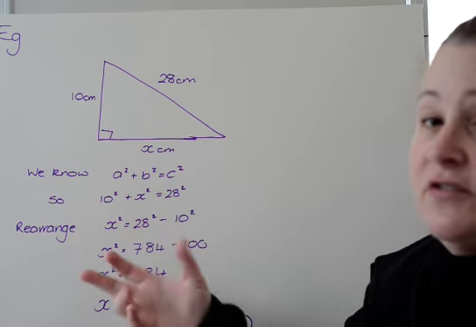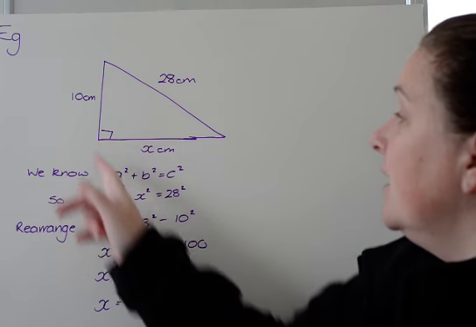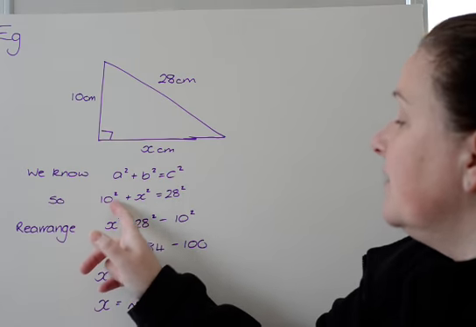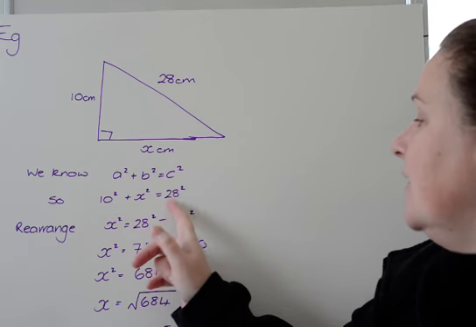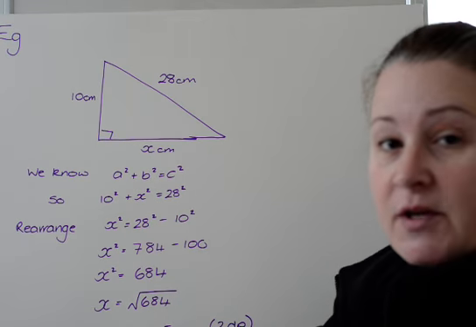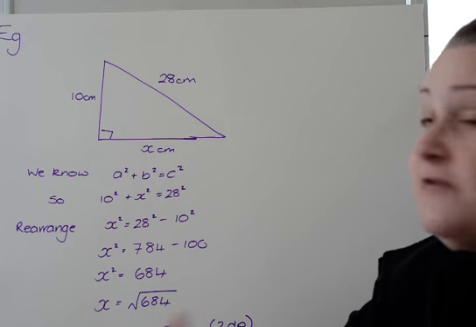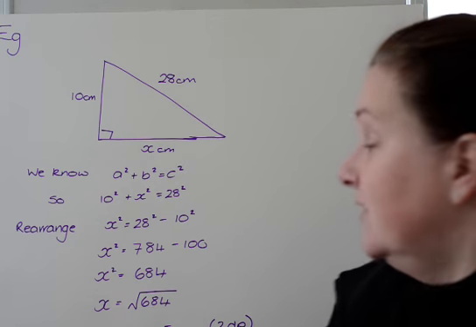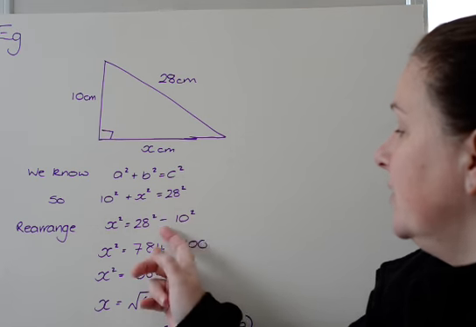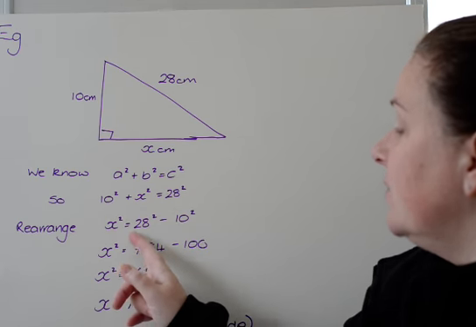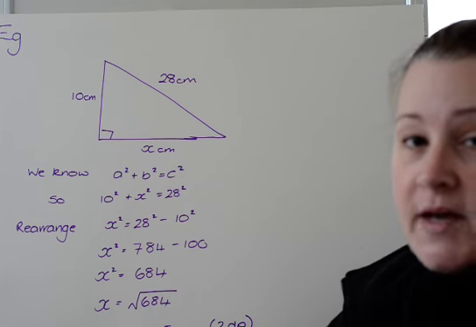So I'm going to substitute in the values I already know. A, I've said, is 10, so it becomes 10 squared. B is x squared. And C squared, my hypotenuse, is 28, so it becomes 28 squared. So the first thing I'm going to do is rearrange it. I want x on its own, so I move my 10 squared over to the other side of the equation and it becomes a minus. So x squared becomes 28 squared minus 10 squared.